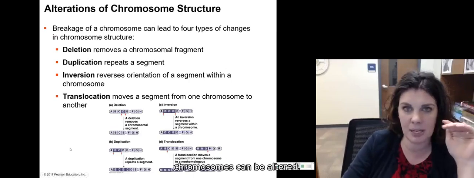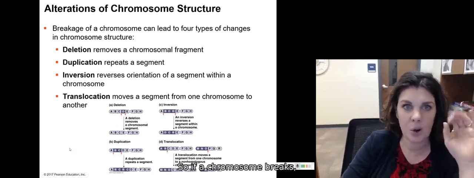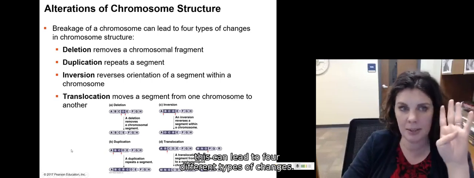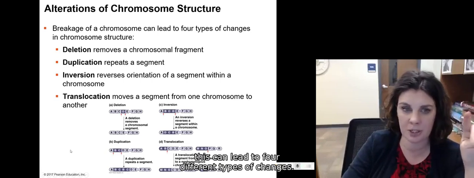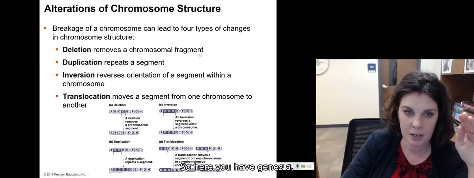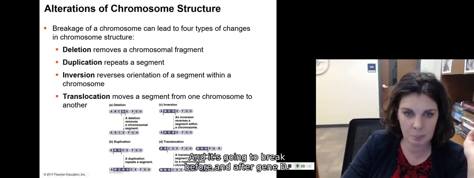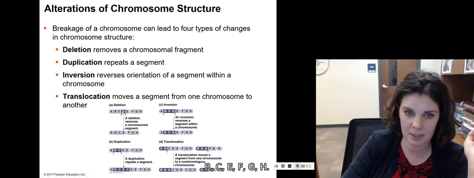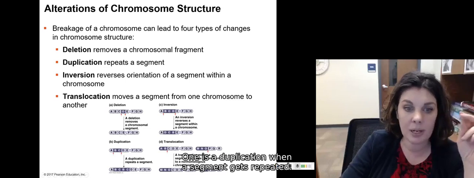Okay, let's talk about some other ways that chromosomes can be altered. So if a chromosome breaks, this can lead to 4 different types of changes. One is a deletion. Deletion is when you remove a fragment. So here you have genes A, B, C, D, E, F, G, H, and it's going to break before and after gene D. So now you have A, B, C, E, F, G, H.